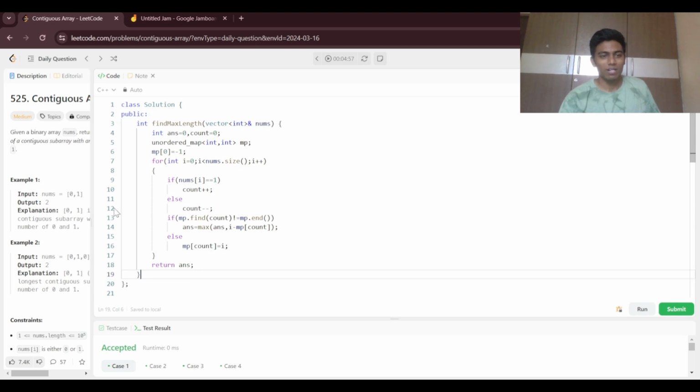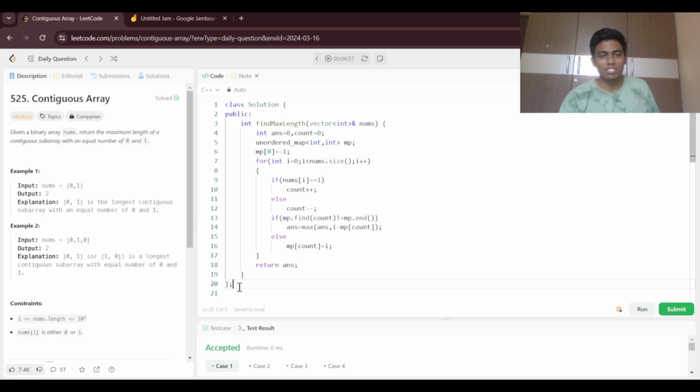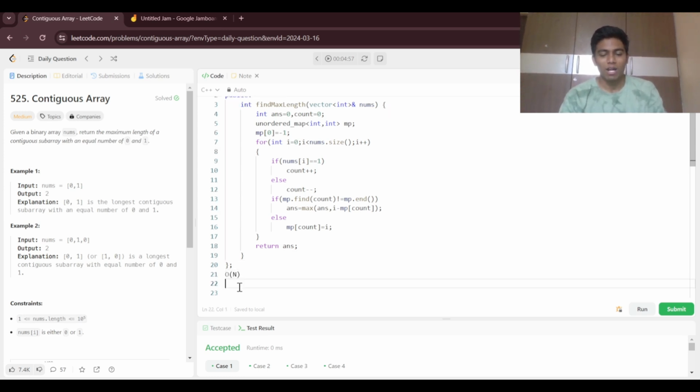For this particular solution, the time complexity is going to be big O of n, and the space complexity is going to be big O of n. Why? Because we are using an extra map to store the indexes for the particular count.